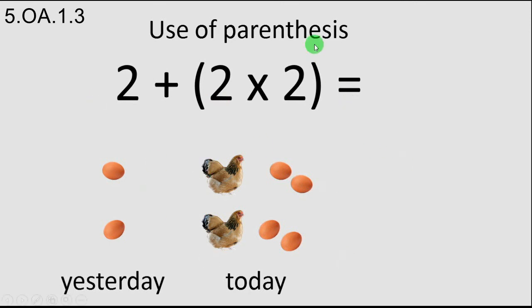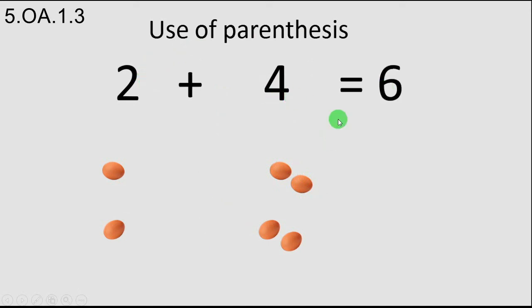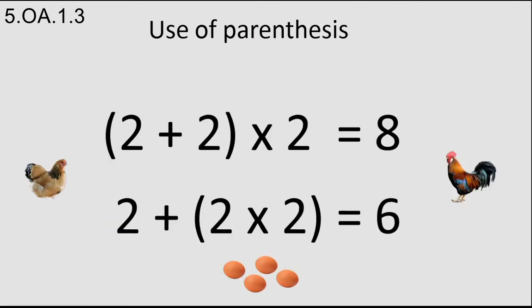First, we do the operation from parentheses. That means the eggs from today. The quantity in parentheses means eggs from today. Today we have 2 hens, each hen 2 eggs. That means 4. Then we add the eggs from yesterday. That is 6. The total number of eggs we have now is 6. You see, parentheses are not just some abstract mathematical things. They are useful in solving problems reality gives us.